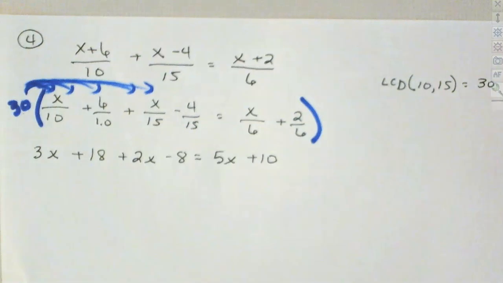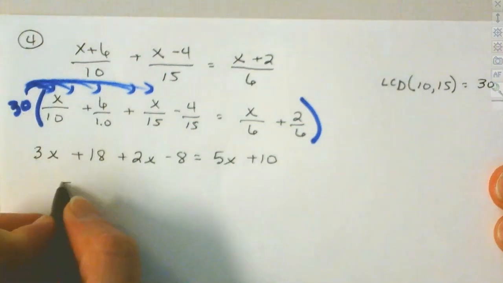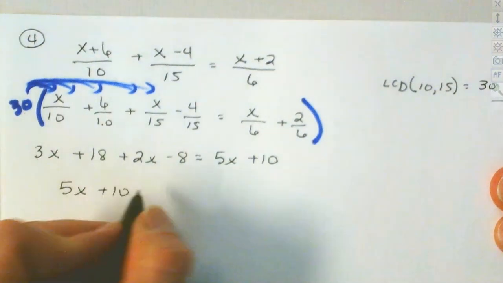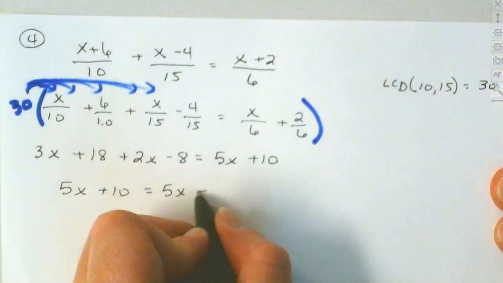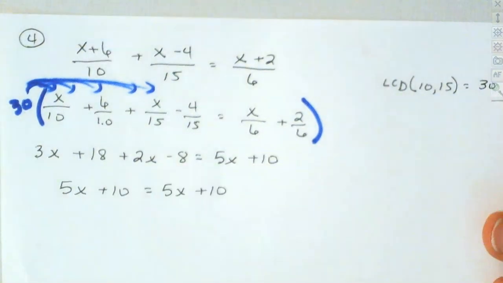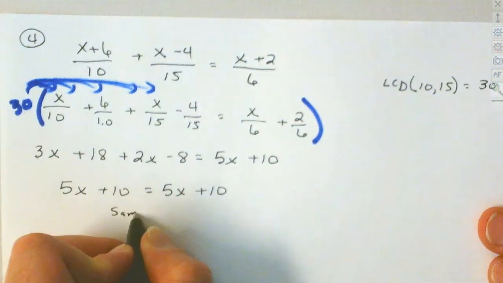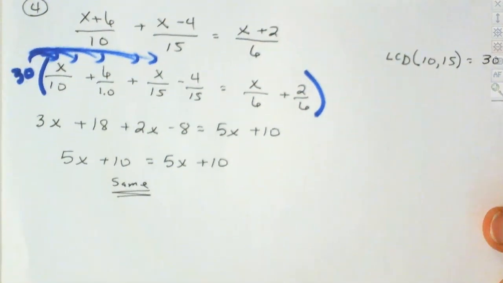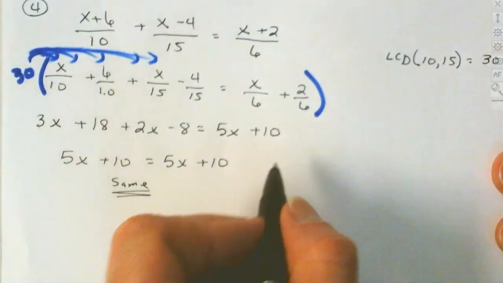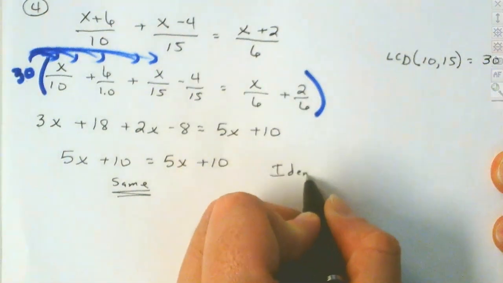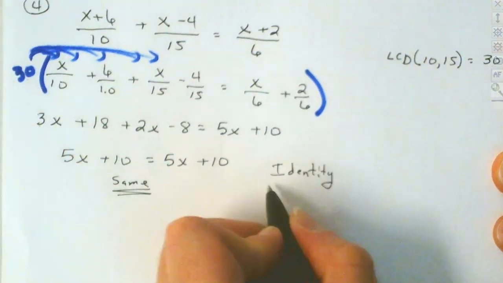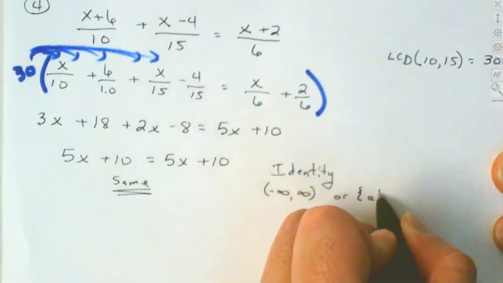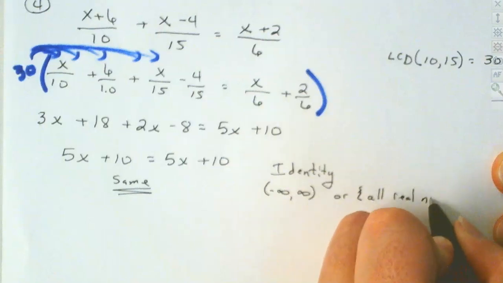If I clean this up a bit, 3x and 2x, that makes it 5x. 18 and a minus 8, that makes it a 10. And look at what we know here. These are the same, aren't they? Okay. And if these are the same, then just remember, identical twins are the same, so this would be an identity. And your solution set would be negative to positive infinity, or all real numbers.